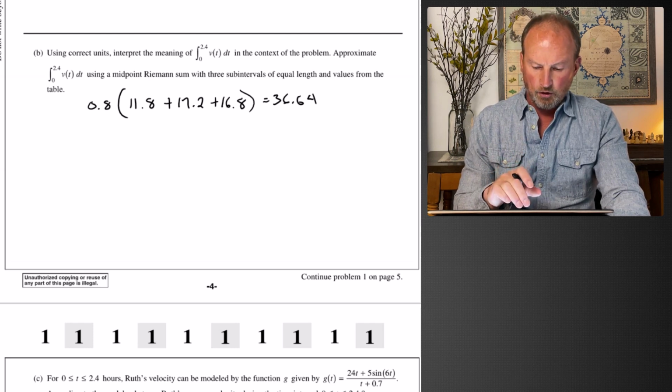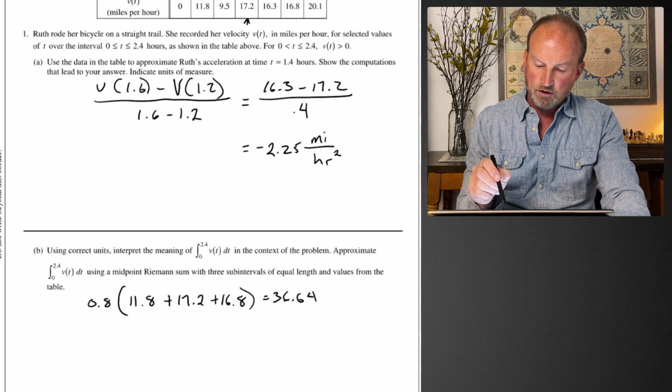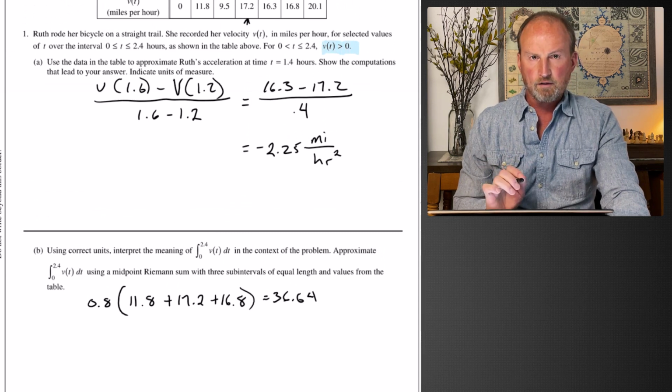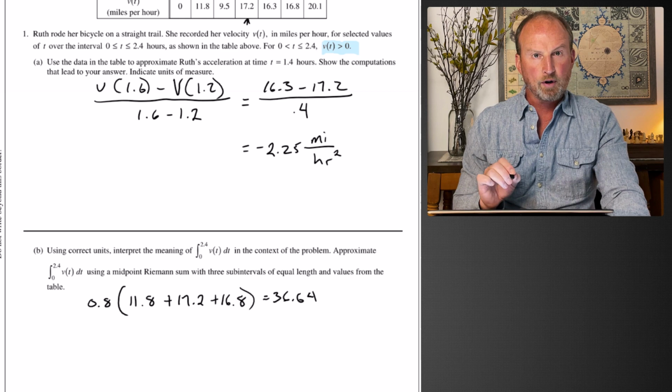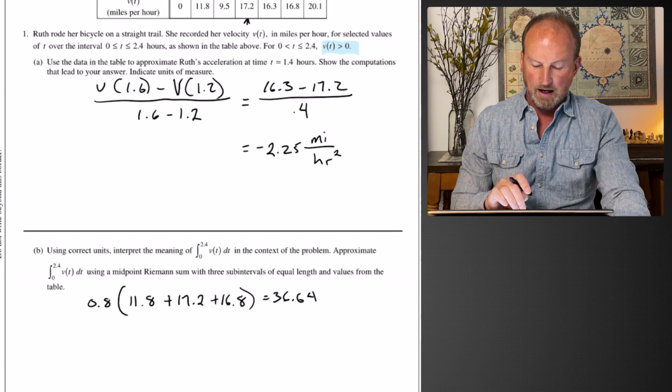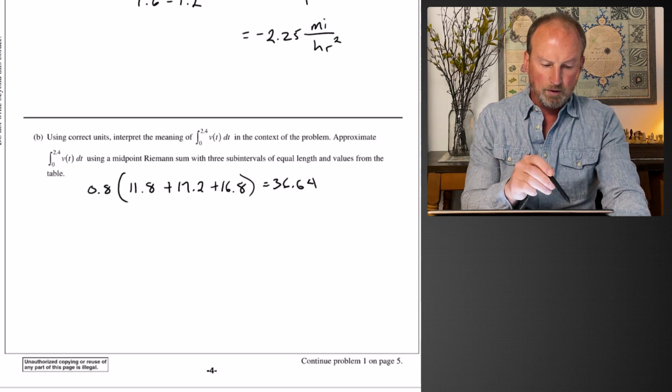In this case, though, notice there's a couple things they say. The velocity is greater than 0 for the whole entire function. So Ruth never changes directions, so this really does represent distance traveled. Not always. The integral of velocity is not always distance traveled. In this case, since the velocity is always positive, I can say that the units would be miles.